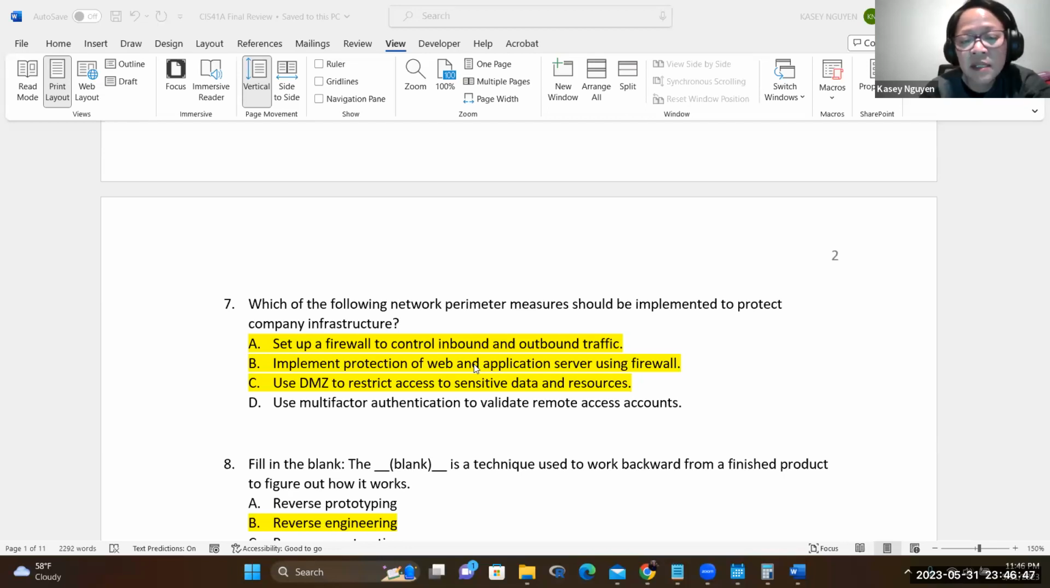Third, use DMZ to restrict access to sensitive data and resources. So that means that we want to isolate the internal network by implementing a border firewall along with using an application server firewall to make sure that the public area of our network, which belongs in the DMZ, is still available to the public, yet we are going to prevent sensitive data and resources from leaking from the internal network. So we want to select A, B, and C for question number 7.